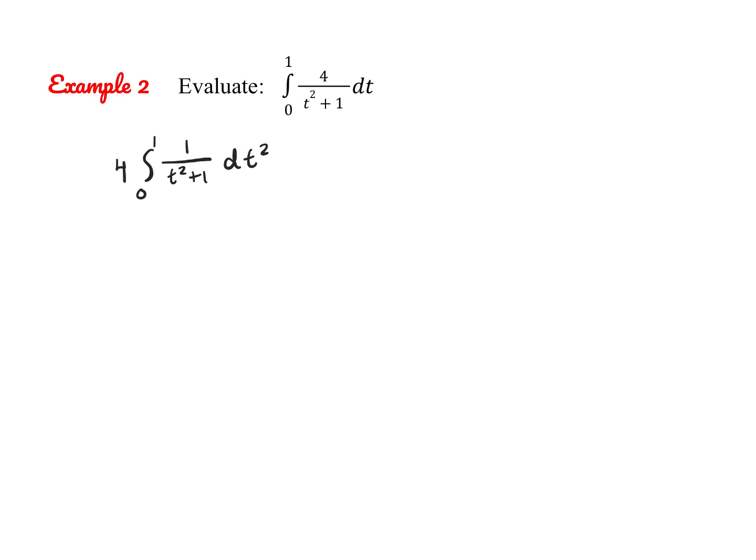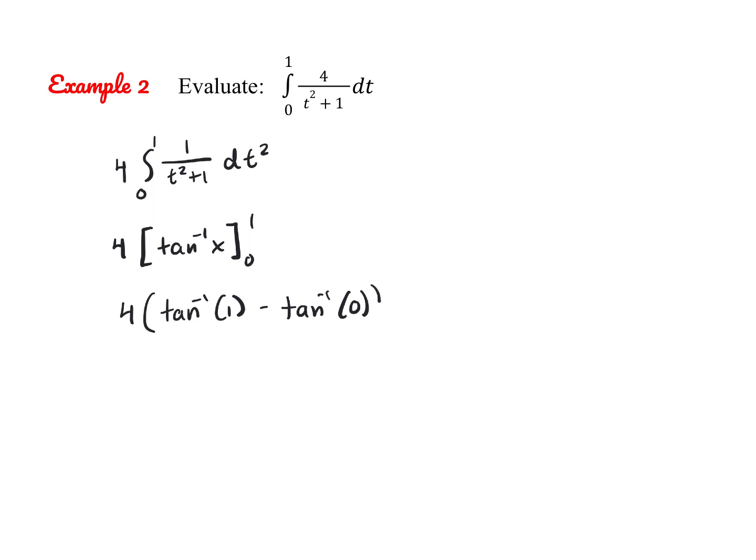So hopefully when you see 1 over t squared plus 1, you can see that that's the derivative of arctangent. So this becomes 4 times arctangent of x evaluated from 0 to 1. So that leaves us with 4 times the arctangent of 1 minus the arctangent of 0. So hopefully we remember our trig. We know that the arctangent of 1 is pi over 4, and the arctangent of 0 is 0. So that leaves us with 4 times pi over 4, which is just pi.